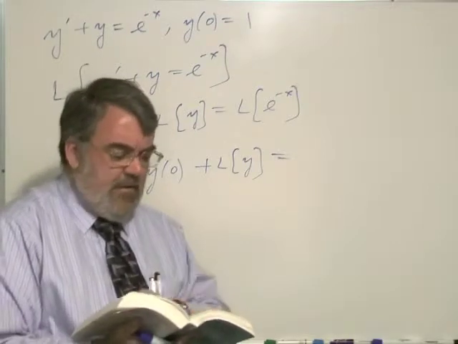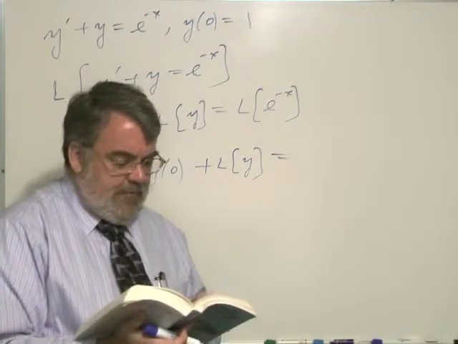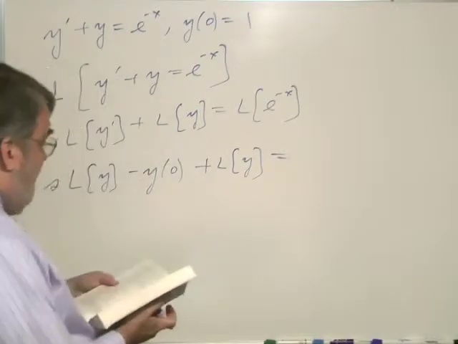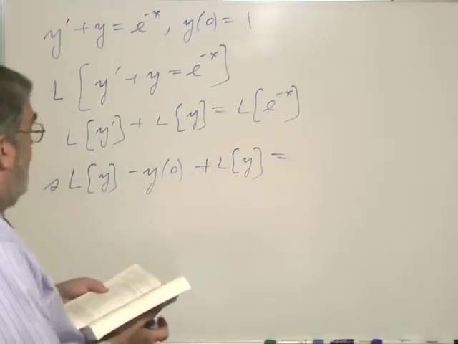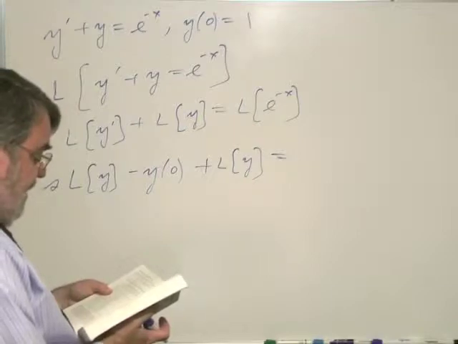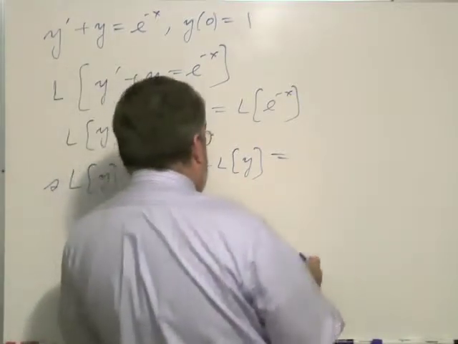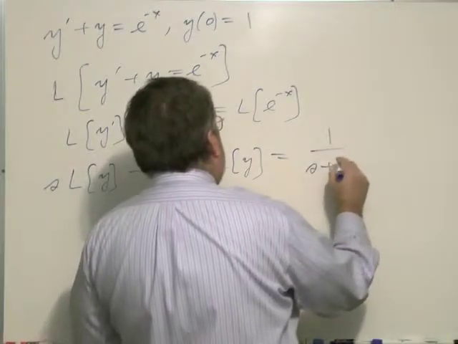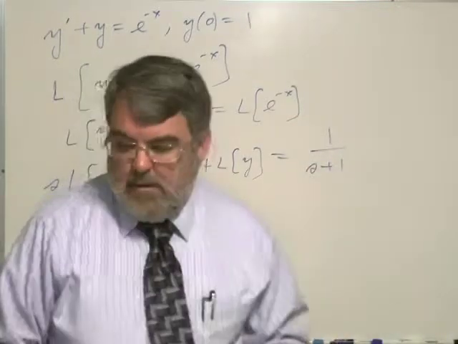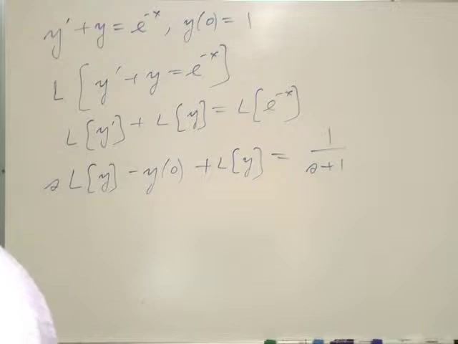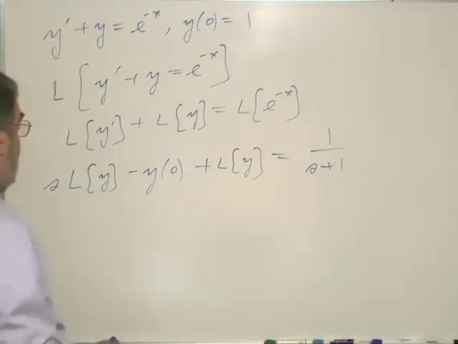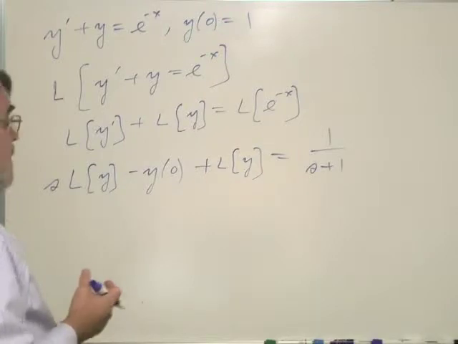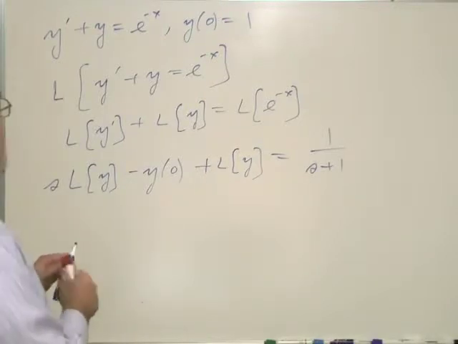Page 306 I think is the short table. So this is the third line down on the table that I'm looking at, where a is negative 1. So the Laplace transform of e to the negative x is going to be 1 over s plus 1. Alright, we'll need that.